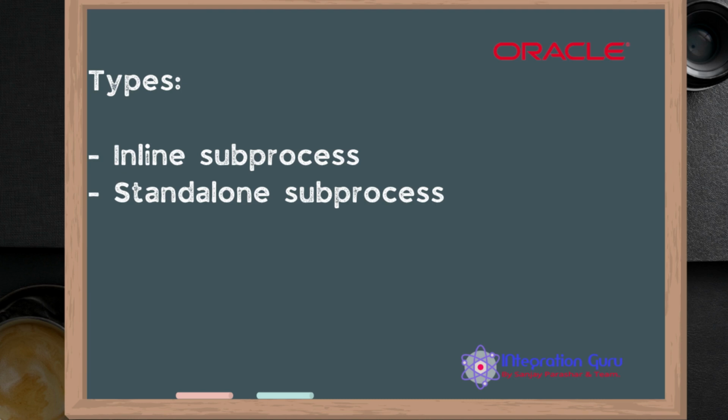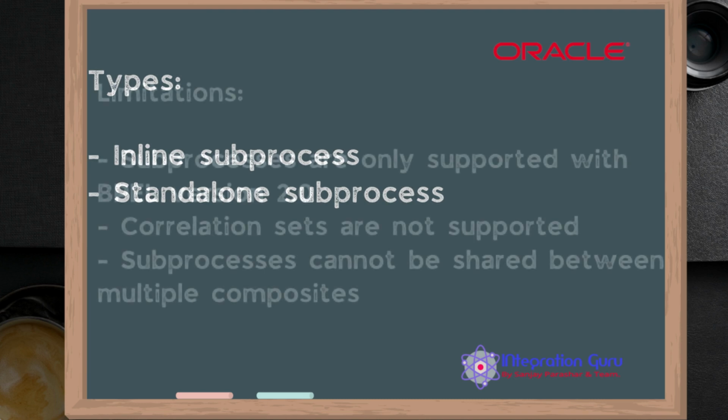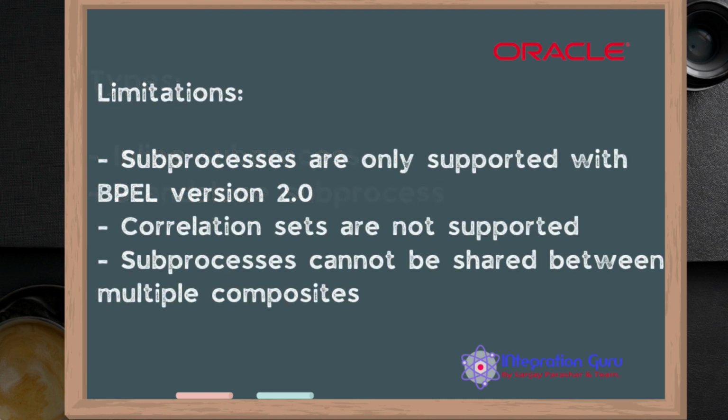Before we start with the demo, let's look at some of the main limitations of subprocesses. Subprocesses are only supported with BPEL version 2.0, so there is no support with BPEL version 1.1. Also, correlation sets are not supported, so if you create a correlation set in a subprocess, it fails during runtime. And subprocesses are only shared within one composite, so they cannot be shared between multiple composites.